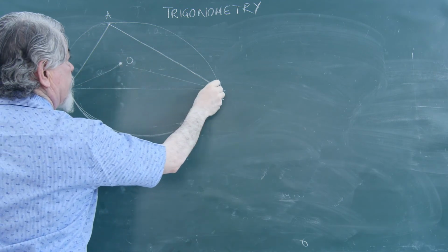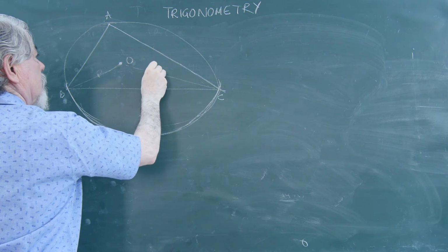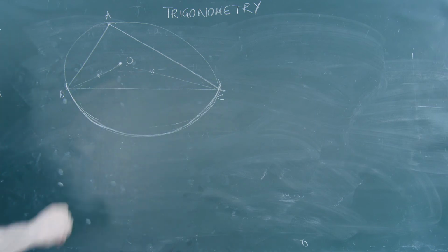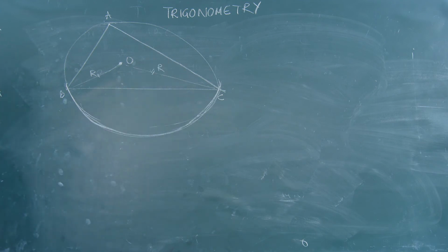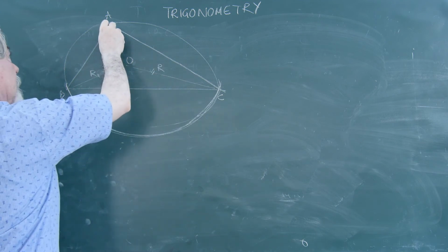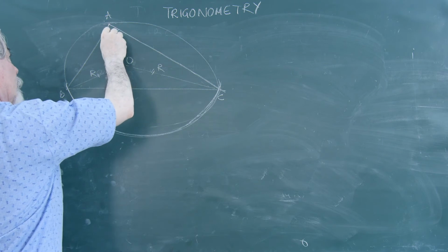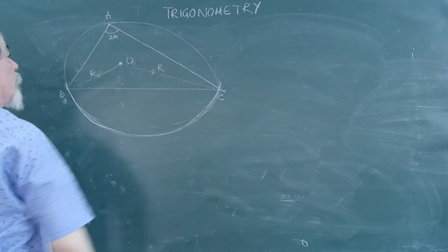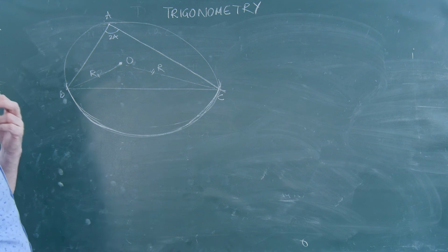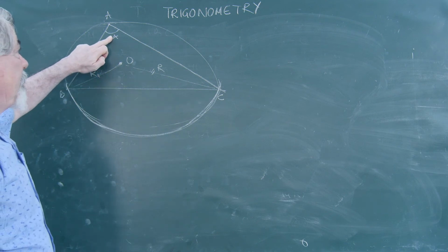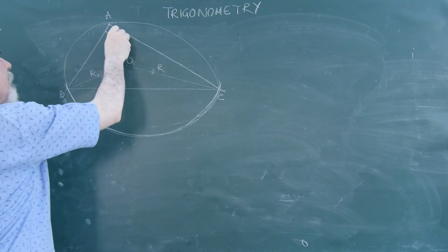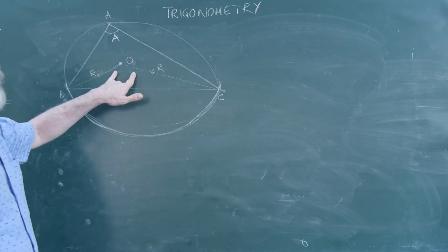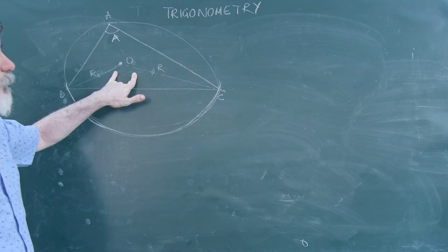Now if I join O to A and O to C, this side will be equal to this side. Obviously this is the radius, suppose it is capital R. Now suppose this angle is A at the circumference, then the angle at the center will be 2A.